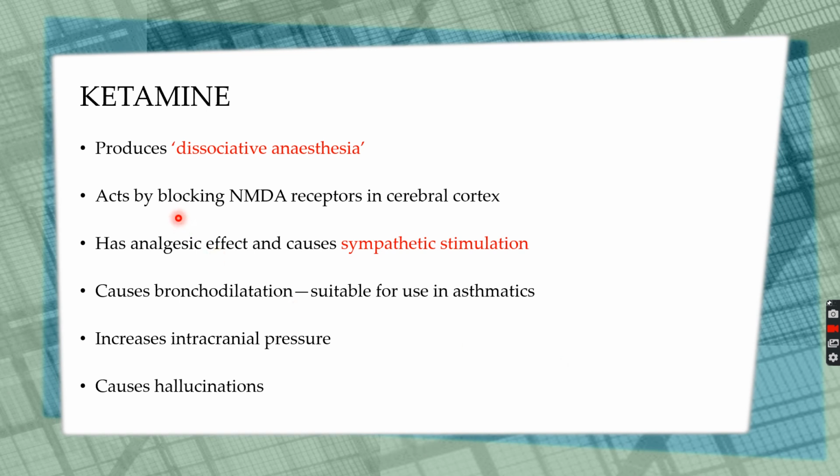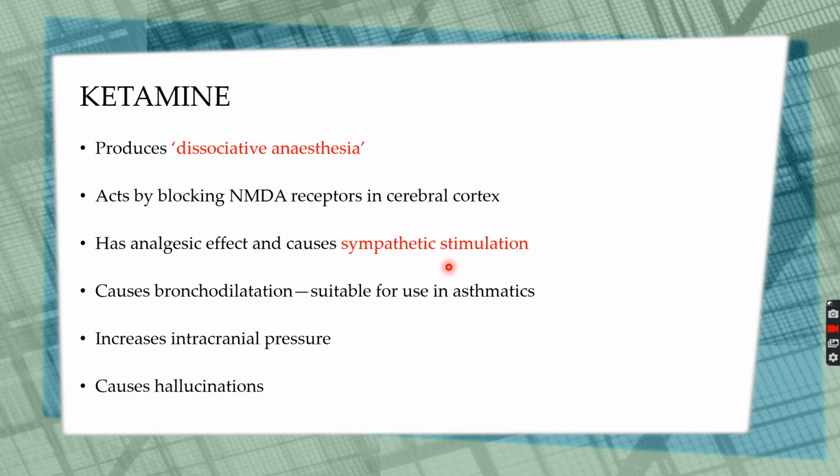So, what ketamine does is it blocks NMDA receptors. Now, NMDA receptors release glutamate, which is an excitatory neurotransmitter. So, ketamine acts by blocking NMDA receptors in the cerebral cortex, therefore reducing excitatory neurotransmitter or glutamate in the brain. Ketamine has a good analgesic effect. The main problem with ketamine is it causes sympathetic stimulation. Therefore, it can produce a rise in heart rate and a rise in blood pressure.